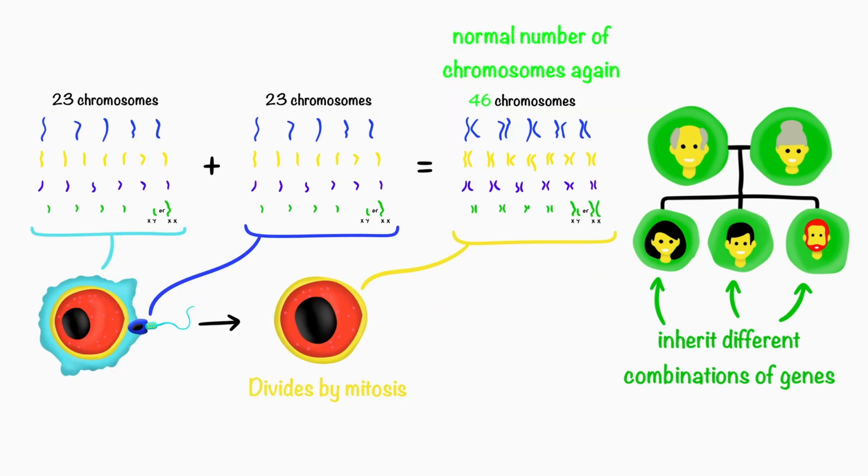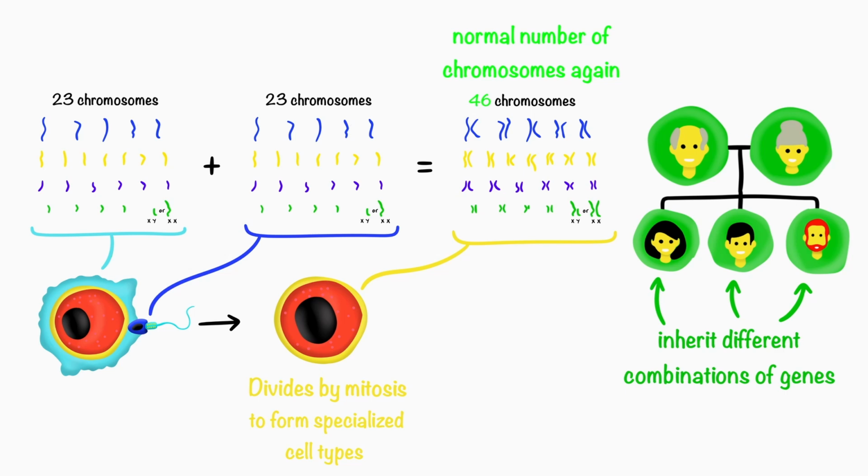After fertilization, when two gametes fuse, the resulting cell contains the normal number of chromosomes again, half from each parent. This cell, called a zygote, then divides by mitosis to produce lots of new cells as an embryo develops. As the embryo grows, these cells differentiate to form the various specialized cell types that make up a complete organism.